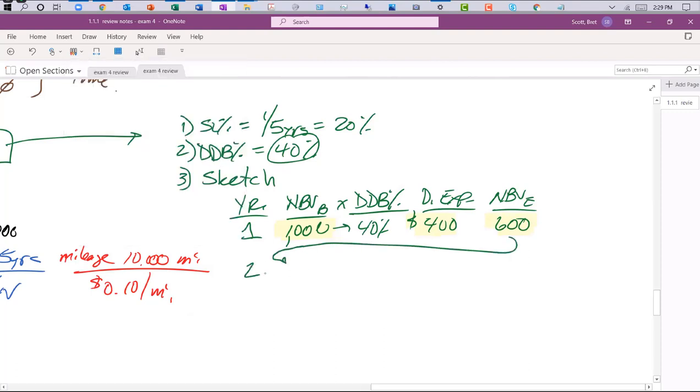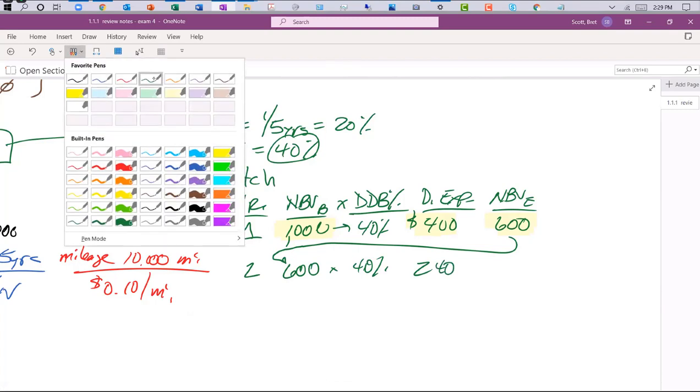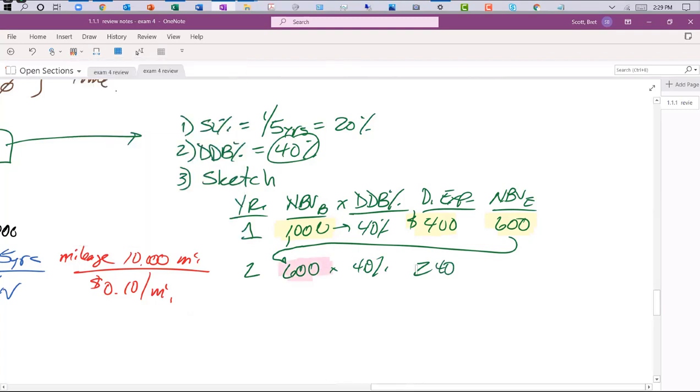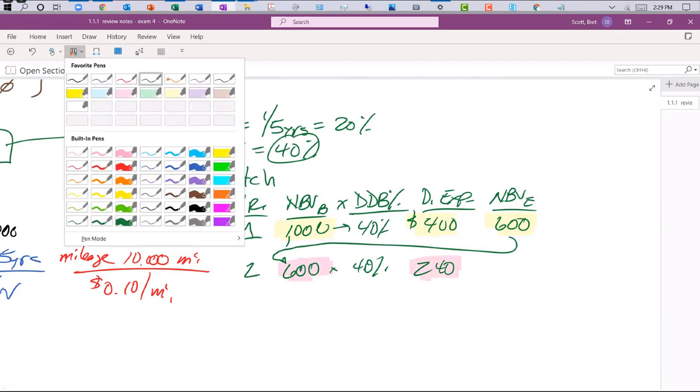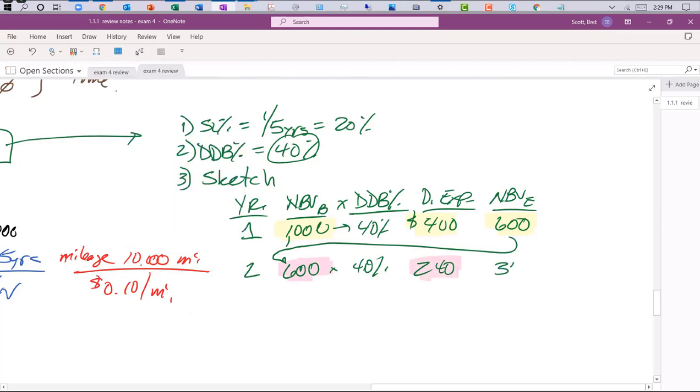That 600 is the ending net book value, and what we do with that is just bring it over into the next year. So year 2, 600 times 40% is 240, and when we subtract 240 from the 600, we get 360. So just do that much. I think I only ask you at most 2 years, so don't go do the rest of the stuff.